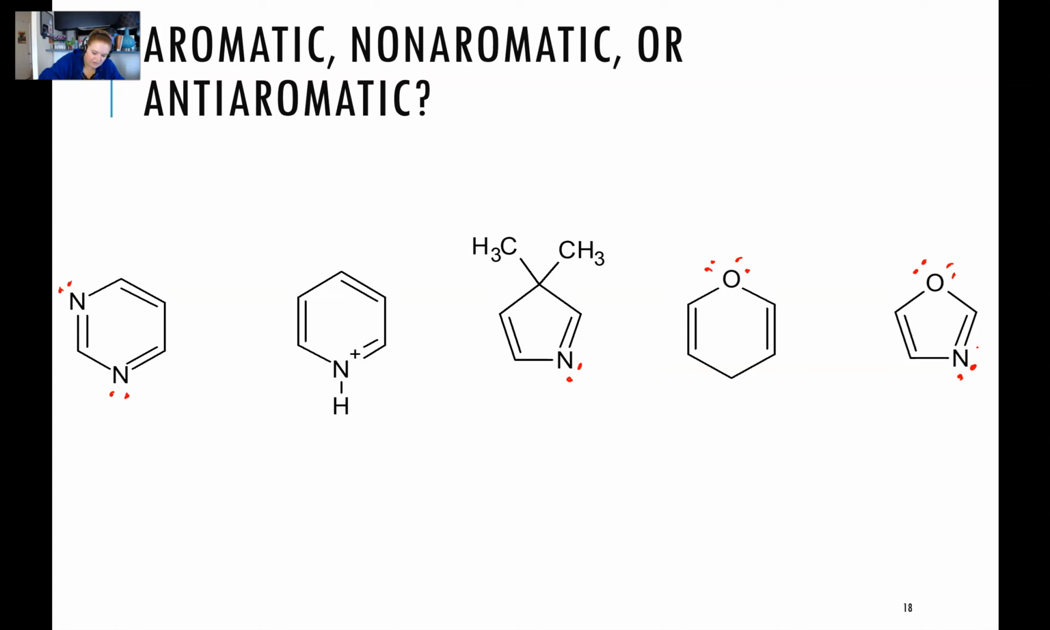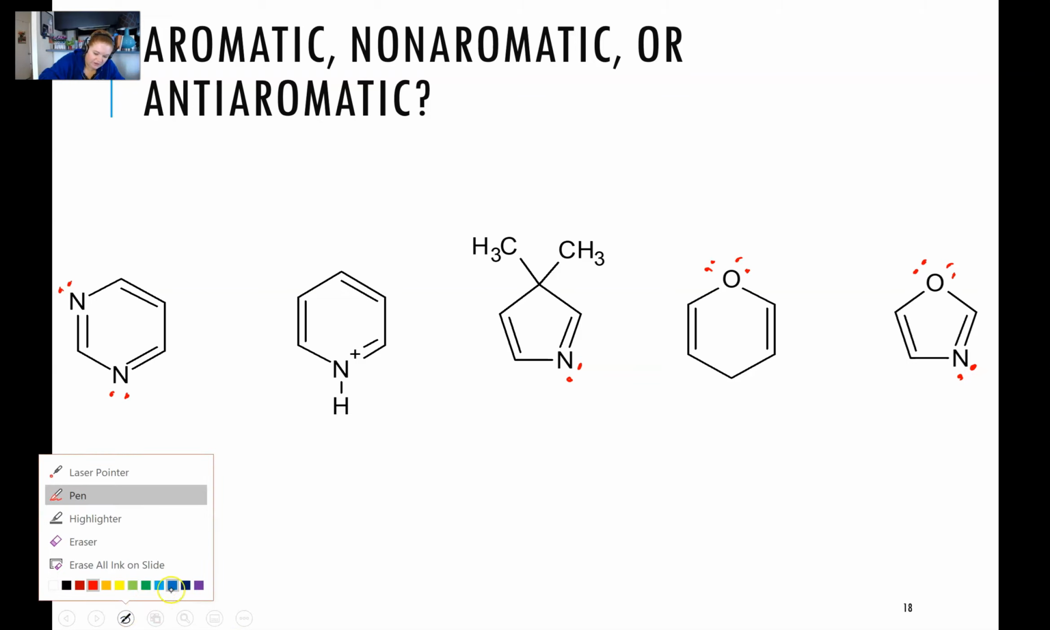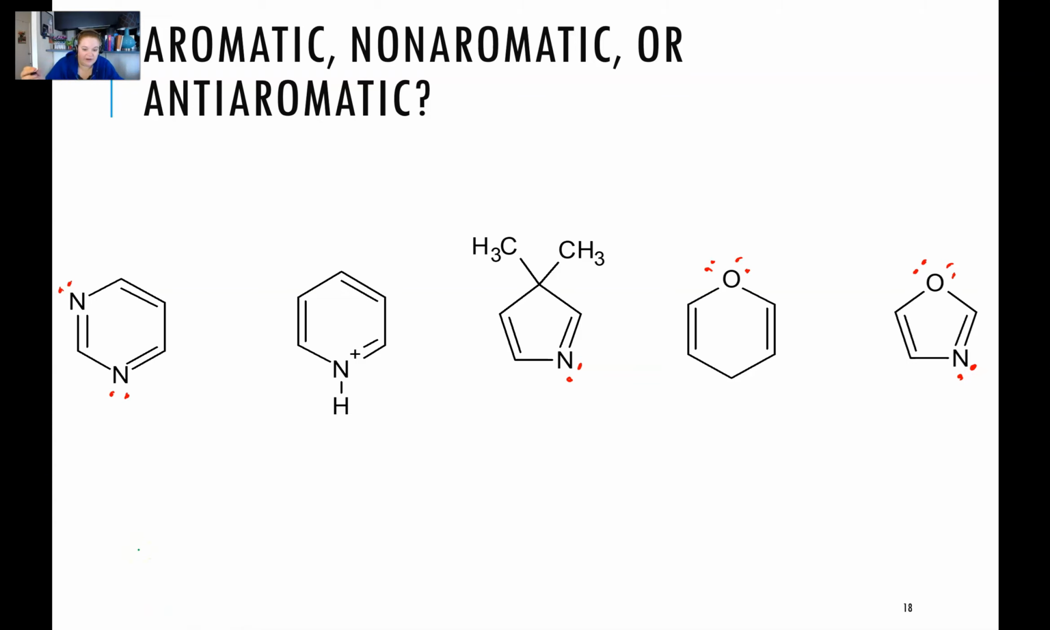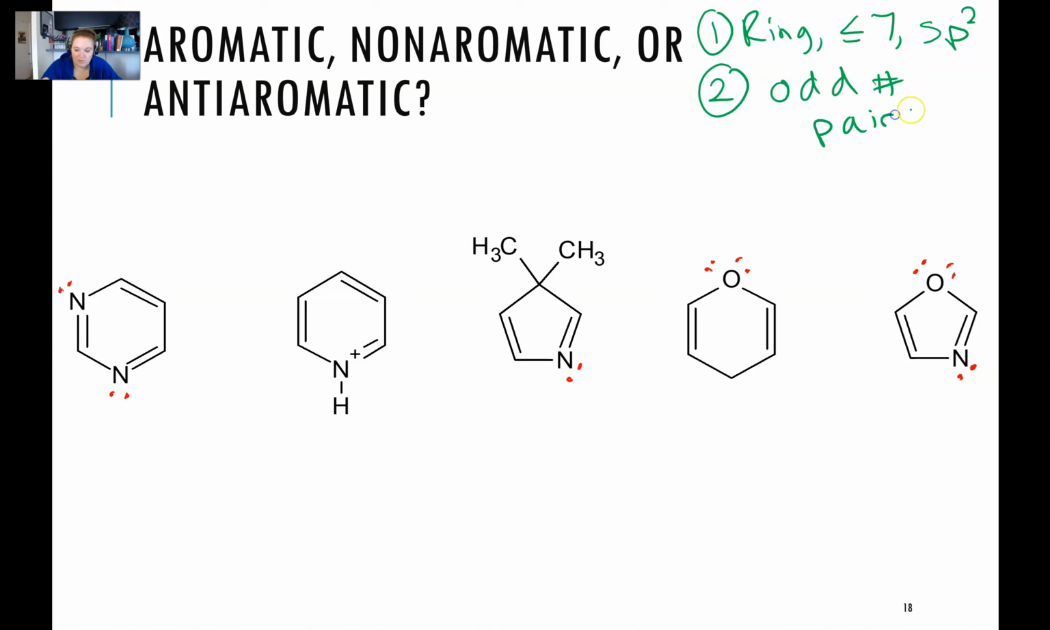Okay. So we're going to evaluate these and decide if they are aromatic, non-aromatic, or anti. And remember, rule number 1 is we need a ring, we need less than or equal to 7 carbons, and we need sp2 hybridization. Rule number 2 is that we need an odd number of pairs. And then we're also going to look at whether or not the lone pairs on those heteroatoms are participating.